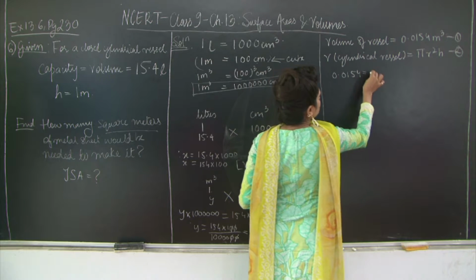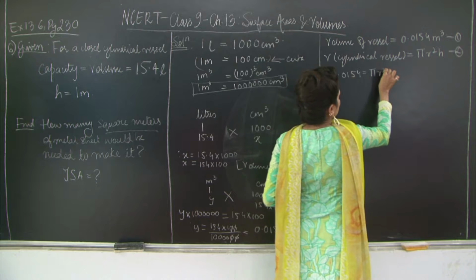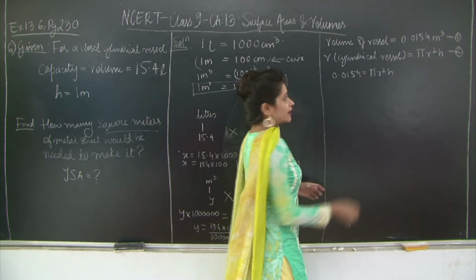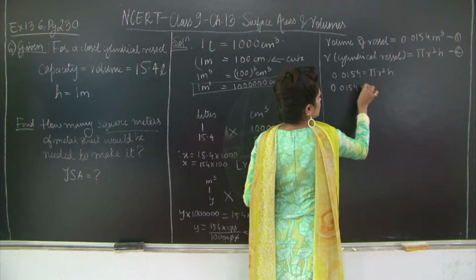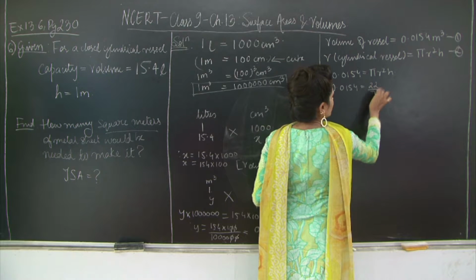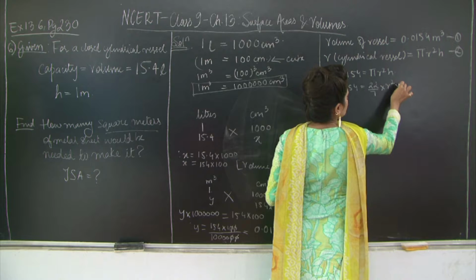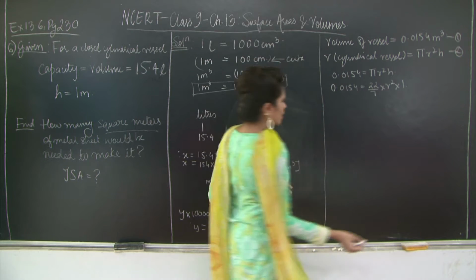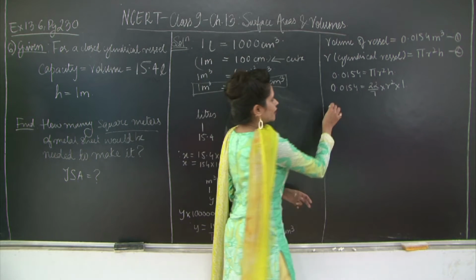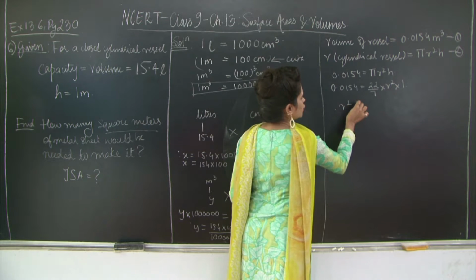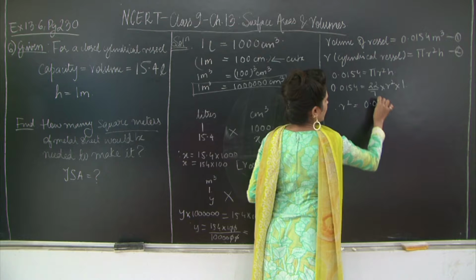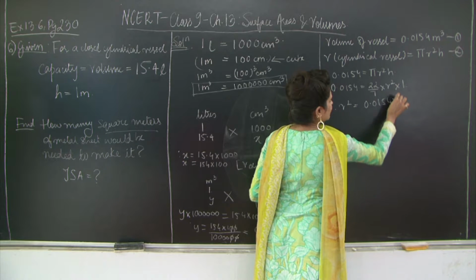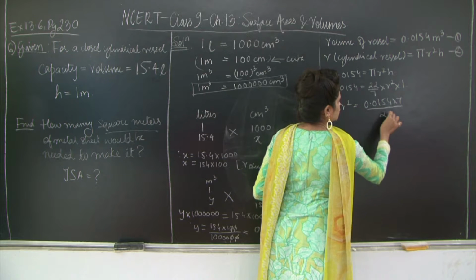0.0154 is equal to pi r square h, right? So 0.0154 is equal to 22 upon 7 into r square into h, which is 1 meter. Therefore, r square is going to be equal to 0.0154 into 7 upon 22.